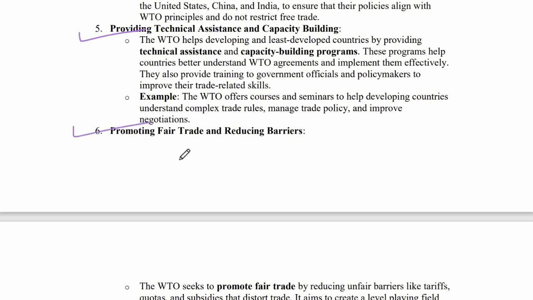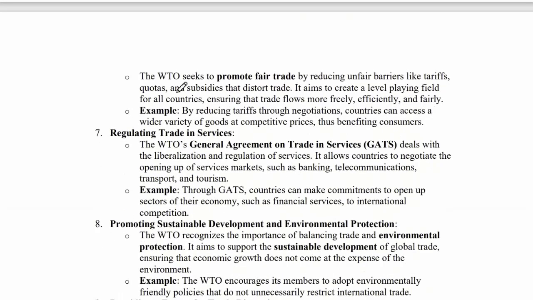Sixth, promoting fair trade and reducing barriers. WTO seeks to promote fair trade by reducing unfair barriers like tariffs, quotas, and subsidies that distort trade. It aims to create a level playing field for all countries, ensuring that trade flows more freely, effectively, efficiently, and fairly. Example, by reducing tariffs through negotiations, countries can access a wider variety of goods at competitive prices, thus benefiting consumers.